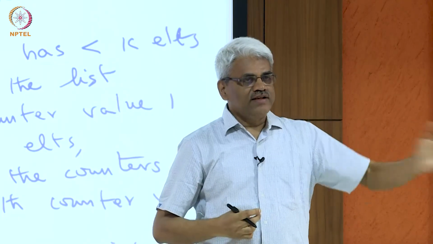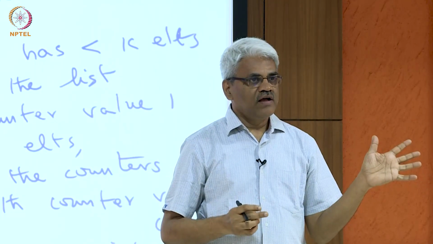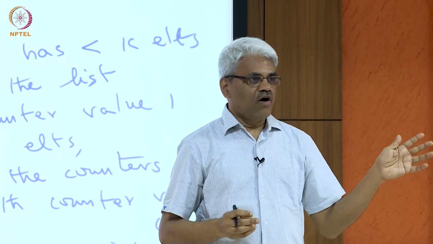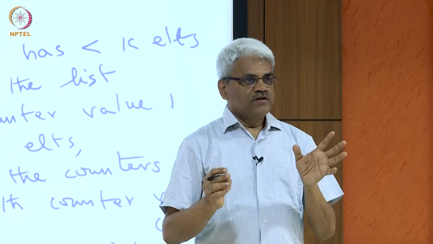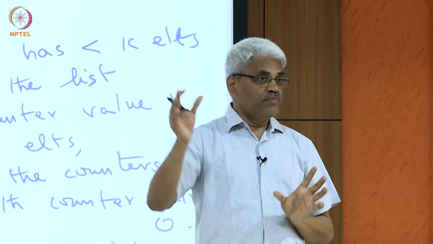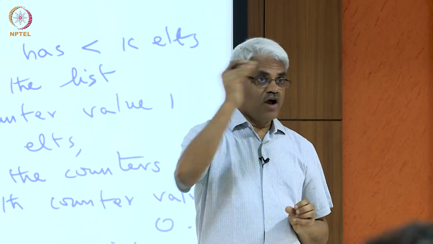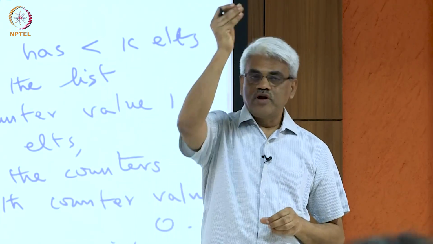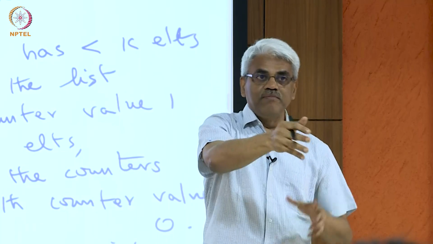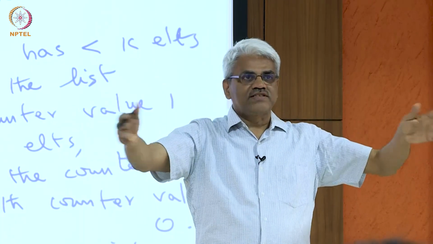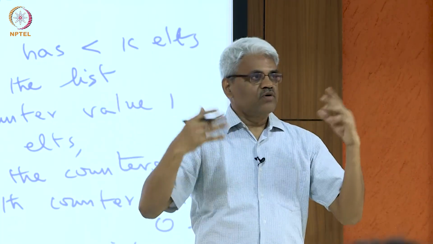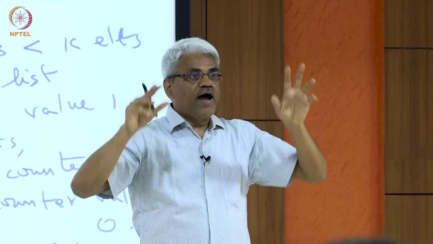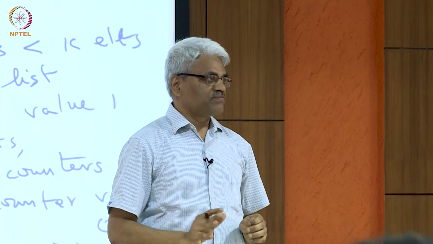A sorted array is not good enough because insertion takes order k time. Sorted linked list is not good enough because you can't do binary search. Binary search requires random access. You have to go to the middle element and then compare, and you can't do that in a linked list easily, right? So, what do we do? AVL tree or some such balanced binary search tree.